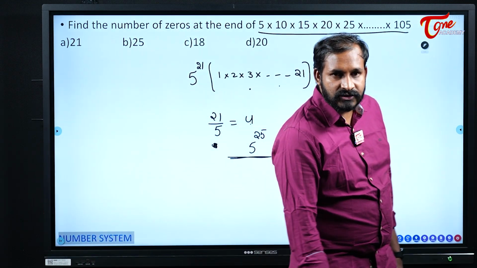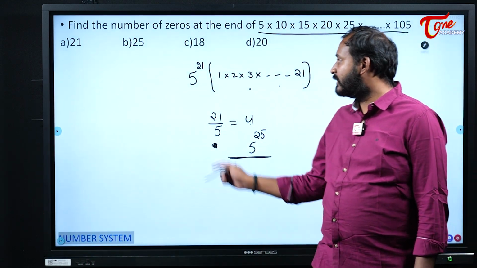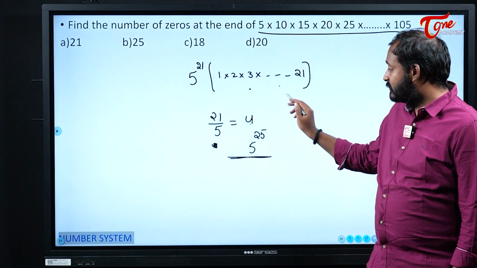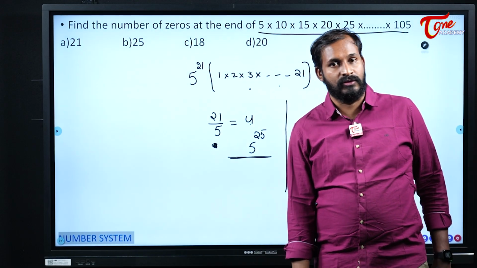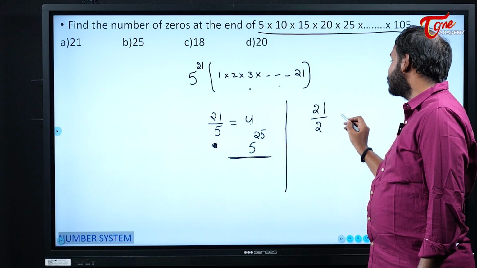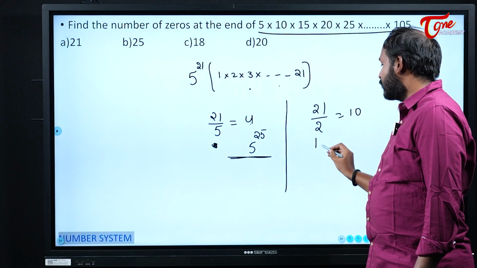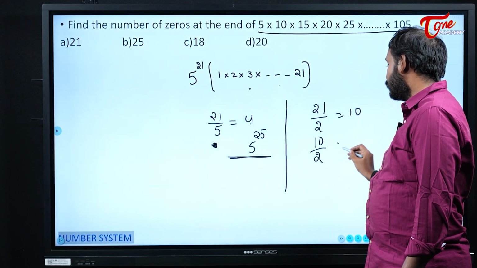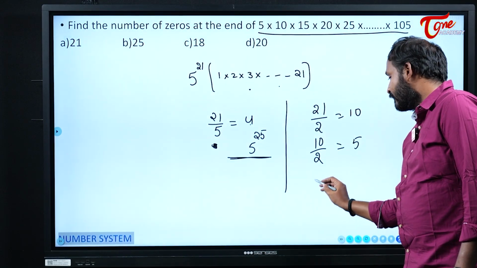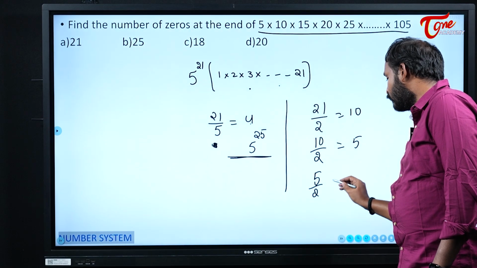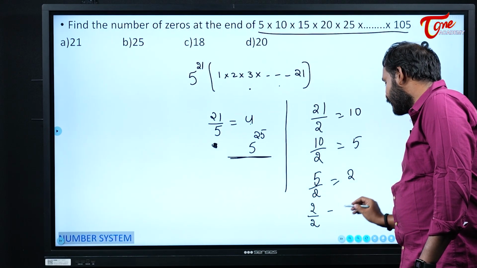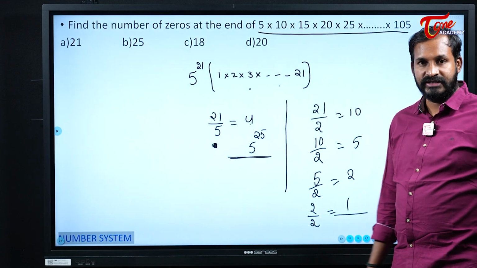Are there 25 zeros? No. The reason is very simple. Actually here the number of 2's is very less when compared to 5. First, in this case, please check the number of 2's also. How will you check? 21 by 2. What is the quotient you get? 10. Next, 10 by 2, what is the quotient you get here? 5. 5 by 2, what is the quotient you get here? 2. 2 by 2, what is the quotient you get here? 1. So you got a value less than 2.